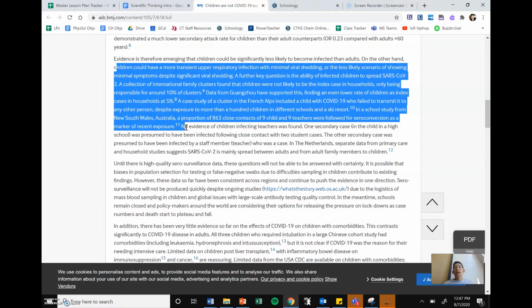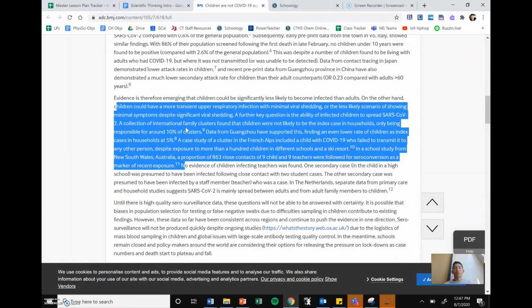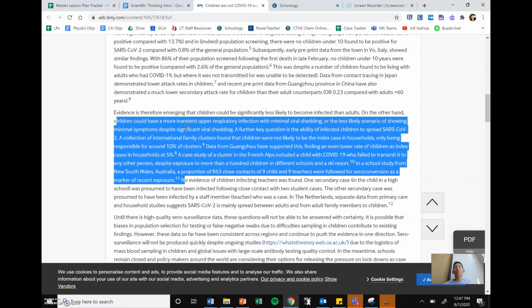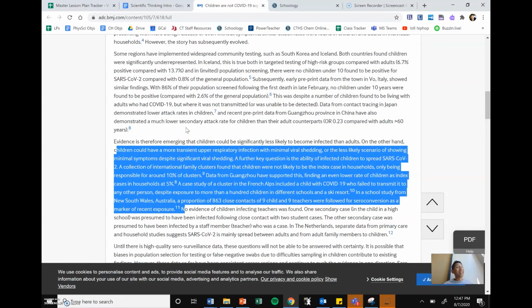And basically these studies test large numbers of children, and they take a look at the infection rate within the population, and they're finding that the infection rate within children seems to be lower than the overall population. Do you think this is a primary or secondary source? Did they do the experiments themselves and collect the data themselves? They did not.